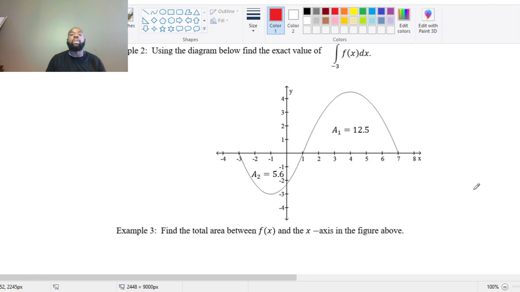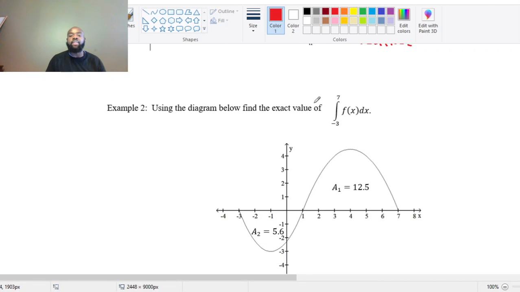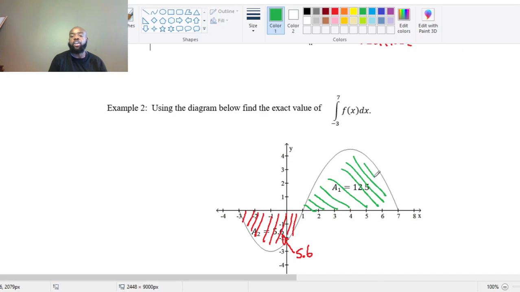In this example, we're going to find the exact value of the integral from -3 to 7 of f of x dx, where this A2 represents the geometric area of this space here. So it's saying that this area here is 5.6 square units. And it's saying that this area here under the curve between my x-axis and that value is 12.5 square units, right?